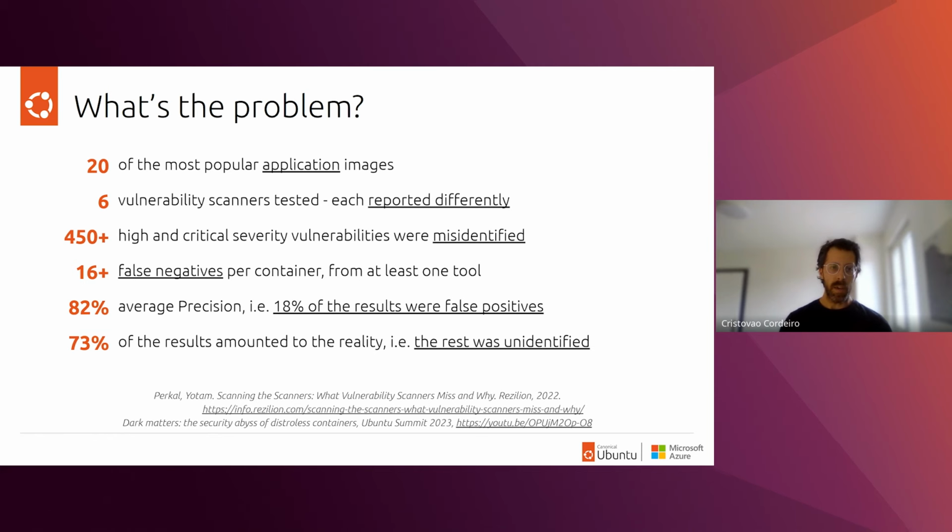And there's a study here that you can find the links at the bottom of the slide. They have done something very interesting. They have taken 20 of the most popular images from a container registry, and they also took 6 different vulnerability scanners. And when testing those 20 images, they came out with all different results across the board. Now, that's not that surprising because scanners work differently. They have different methods of detection. They have different compatibilities with different ecosystems.